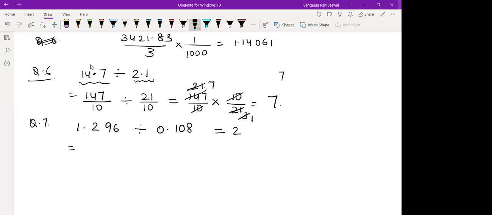Okay, let's check. This can be written in the fraction form like this. Then change the sign, then take the reciprocal of the second number. So the second number will be 1000, like this will be the reciprocal of this. Now 1000 and 1000 can be cancelled. So these two numbers can go in the table of 12: 12 nines are 108 and 12 eights are 96.